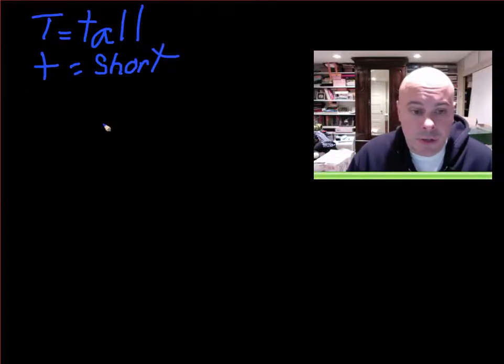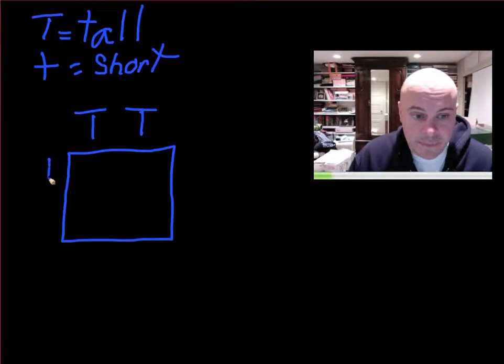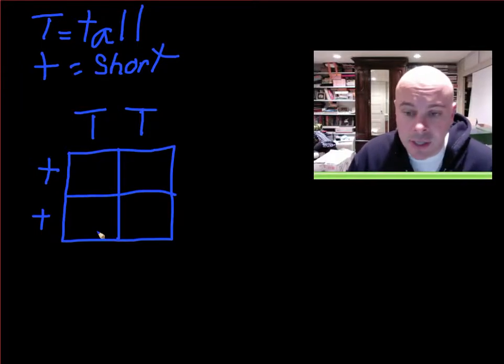Okay, so he crossed a tall plant with a short plant. And what we're doing here is called a Punnett square. A Punnett square is designed to show you the percentage or chances of outcome for offspring of certain parents. So here we have a parent that's tall and a parent that's short. If we cross this, what we get in the box is the F1 generation.